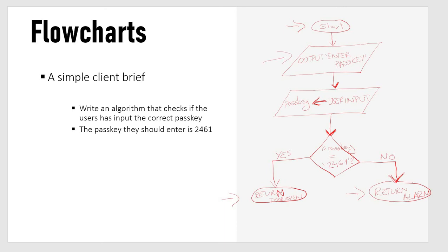We have an output which notifies the user what they need to do. We have an input which the user can interact with the algorithm, can input some data into the algorithm. We have an if statement, in a way, that checks whether the pass key is equal to this number we are looking for. If that is true, it's going to follow this branch and return the door open function. And if it's not, then it's going to return a function which is going to raise the alarm, for example. So this is how you would turn a client brief into a flowchart.